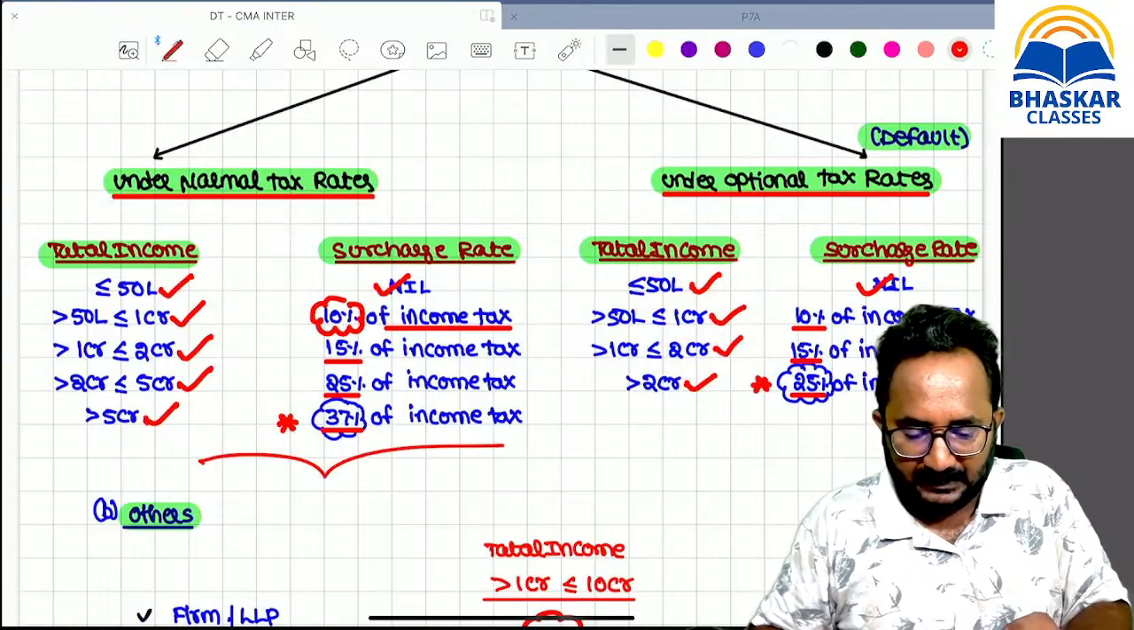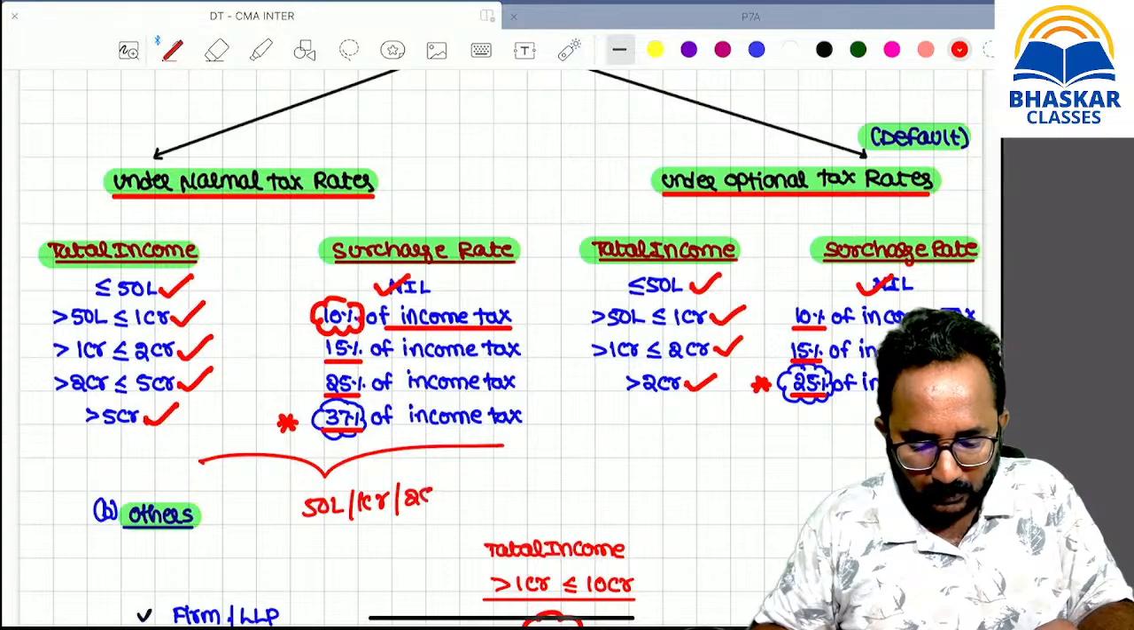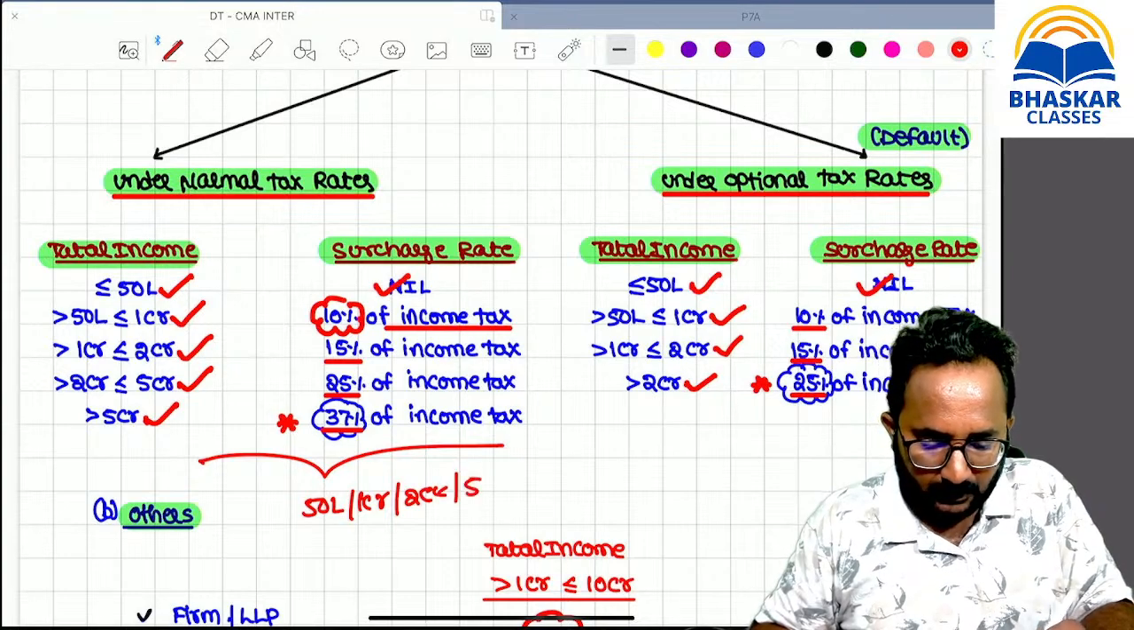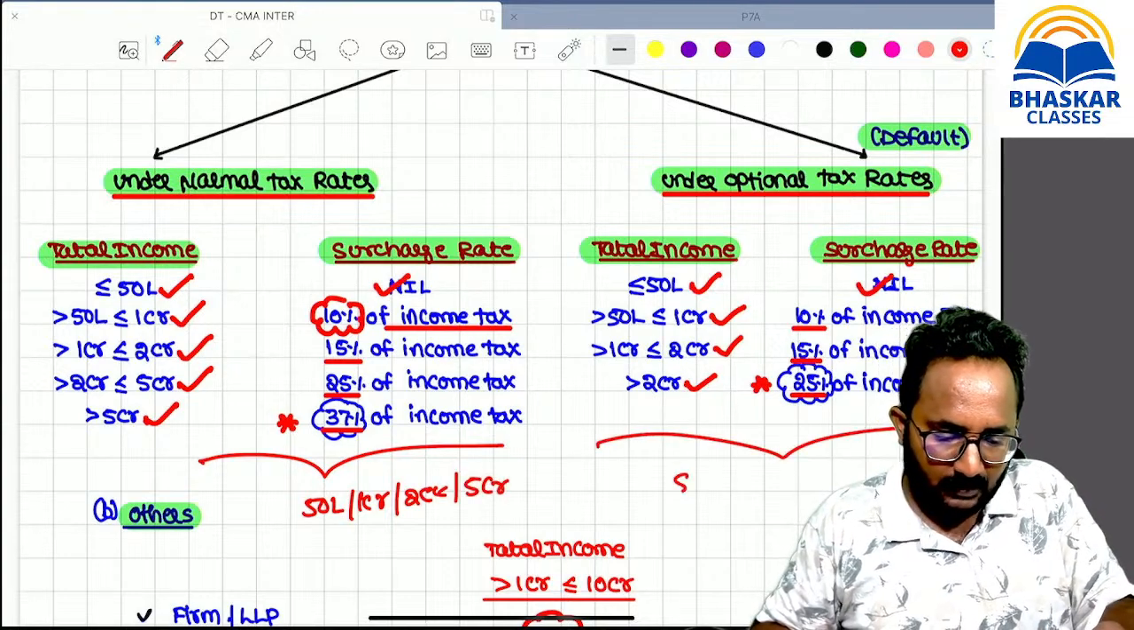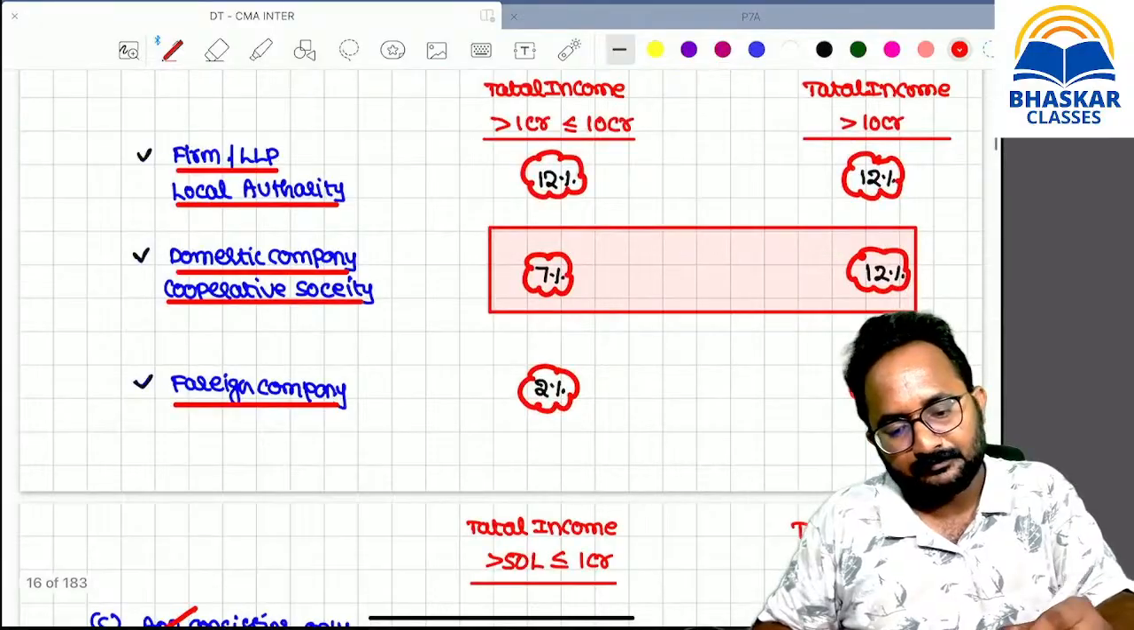Here, what are the basic limits? 50 lakh, 1 crore, 2 crore. Here 5 crore also. But the basic limits here are 50 lakh, 1 crore, 2 crore only.